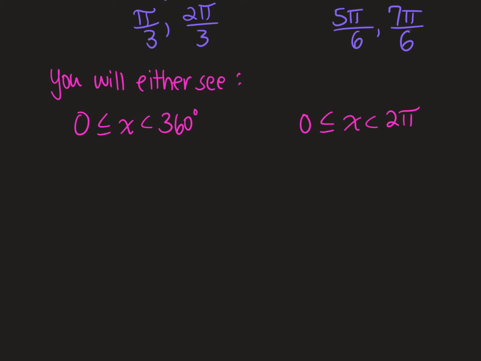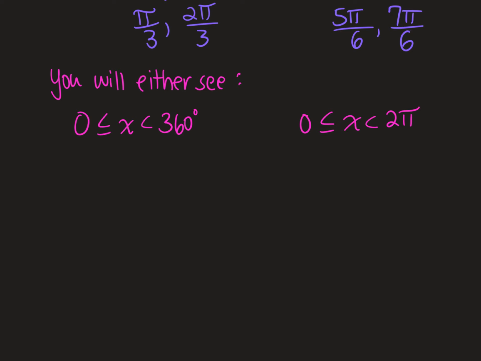And you have to look for that because it should tell you in the beginning to give your answers in one way or the other. If it doesn't, then you can give it however you want. Notice also, I include 0. So I say 0 is part of my solution set. But 360 degrees and 2 pi are not. Everything up to those two, everything up to 360 is fine. But once we get to 360, we don't include that as part of our solutions.